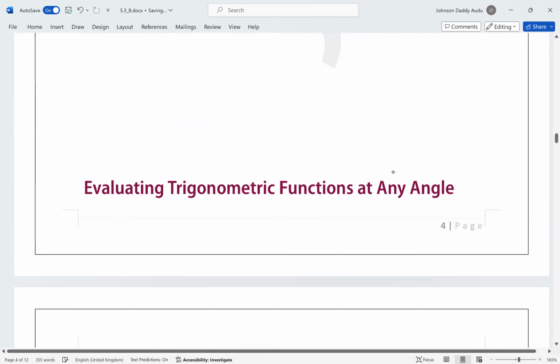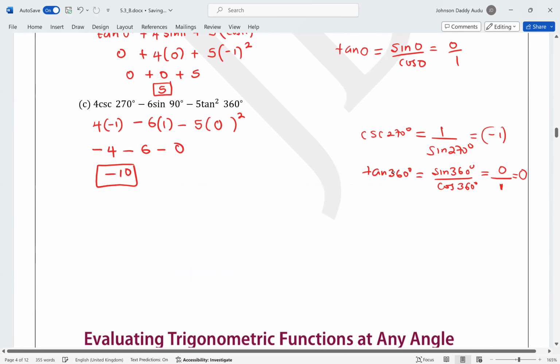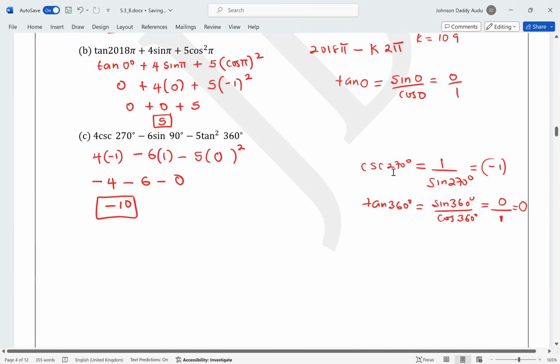Okay. So this is how to use these quadrantals, evaluation of quadrantals. Right.